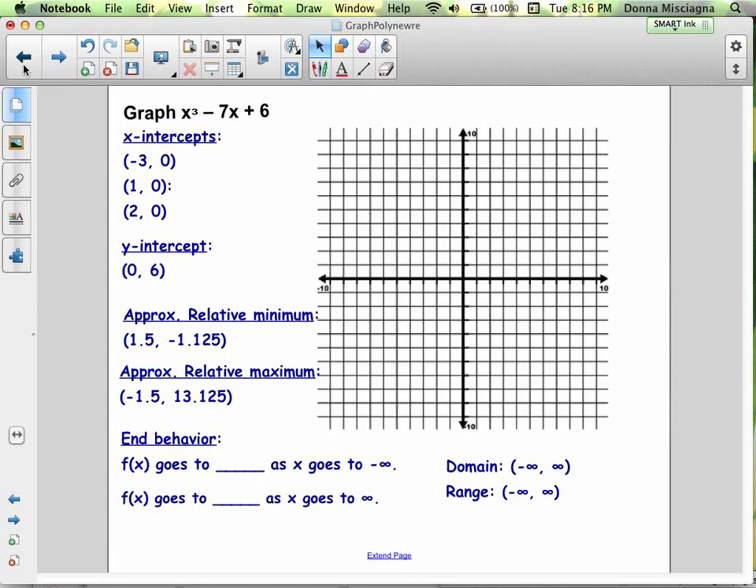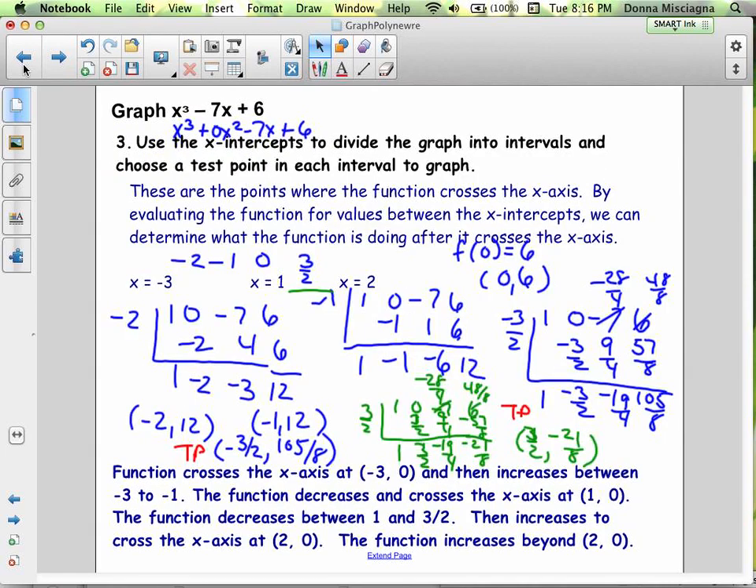Right on this page, at the very, very bottom, once it decides to change page again: function crosses the x-axis at negative 3, 0, increases between negative 3 and negative 1. Right, that's why we have a positive y value for our first turning point, negative 3/2, 105/8. And the function decreases, it crosses the x-axis at 1, 0. Then it decreases between 1 and 3/2, and then increases to cross the function again. So we have a maximum and a minimum.